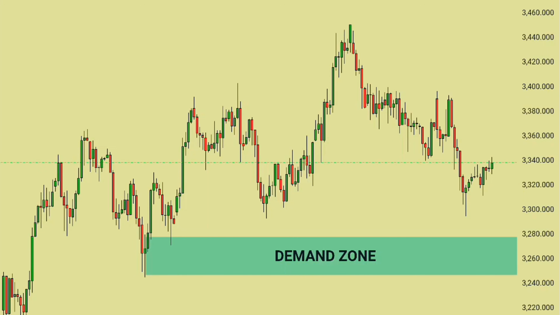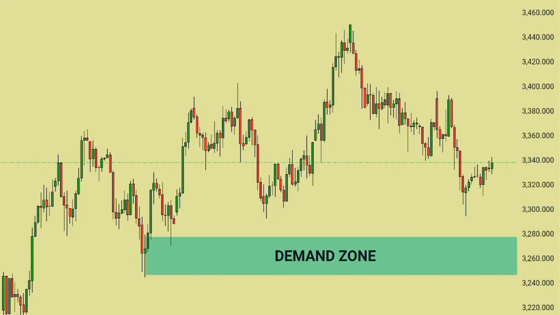Now here's the interesting part. When price returns to a demand zone like this, most traders start looking for sells because they see the market moving down. But smart money is often preparing for something completely different. So instead of selling immediately, experienced traders wait to see how price reacts inside this demand zone. And in this case, what happened next created a very important signal in the market.